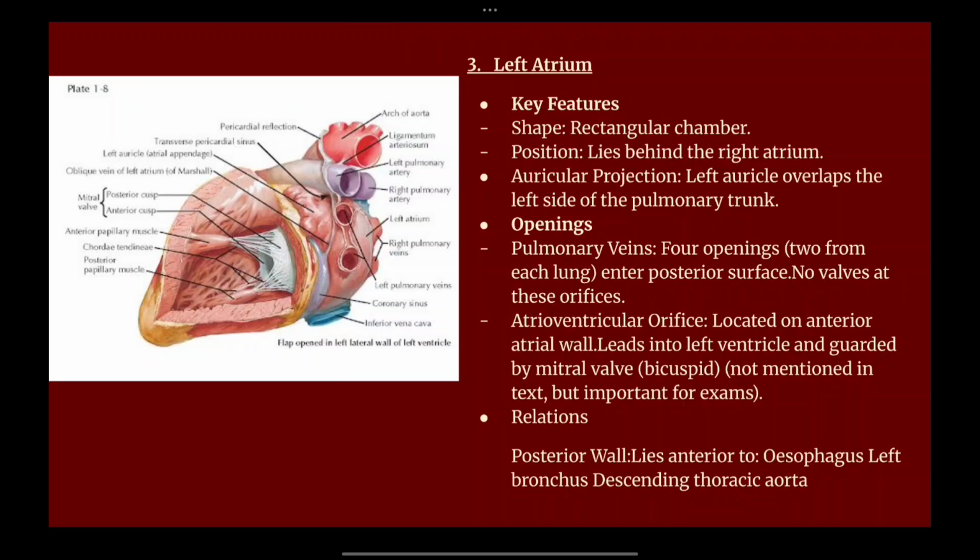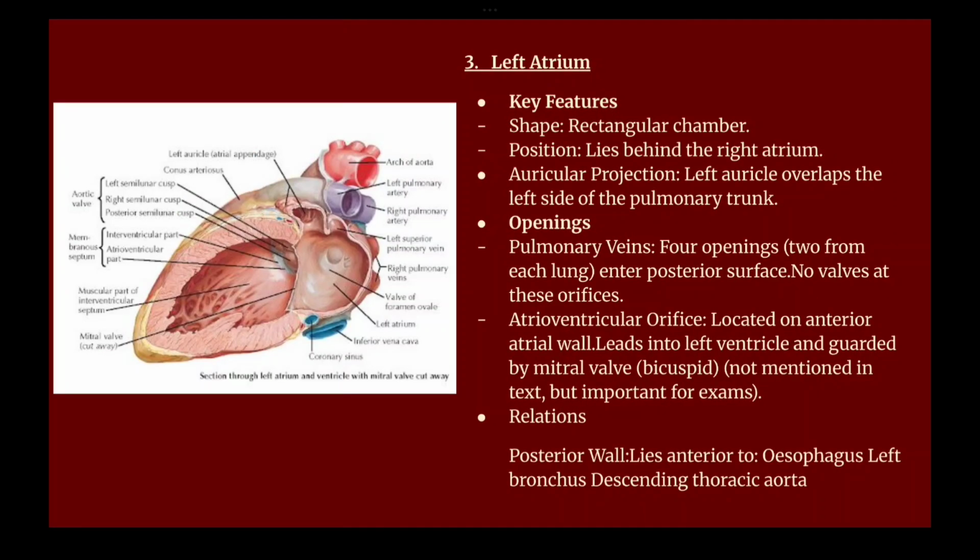Moving to the third chamber, which is the left atrium, on the left side of the heart. The key features of the left atrium are that the shape is rectangular and the position lies behind the right atrium. So the next chamber that we will be studying is the left atrium. The key features of the left atrium are it appears to be a rectangular chamber.